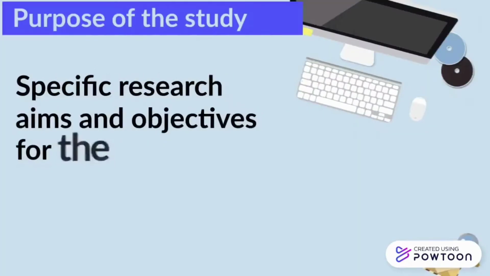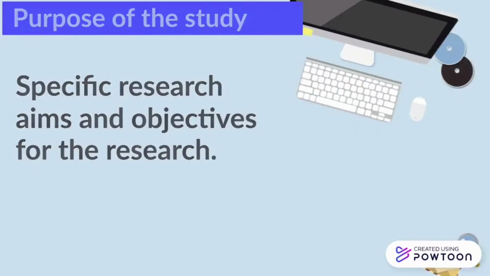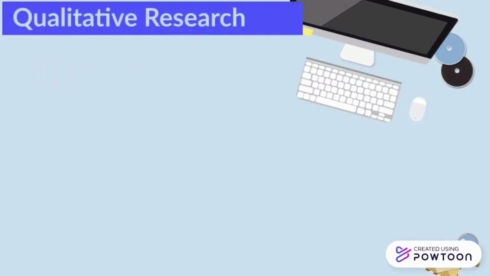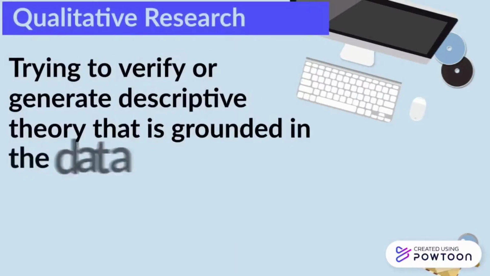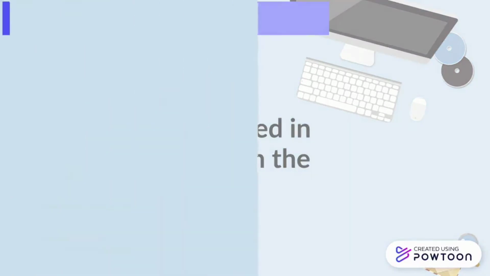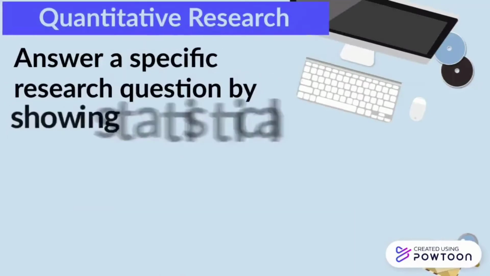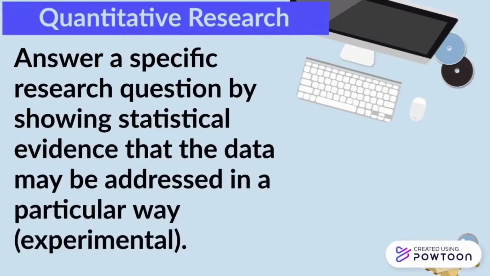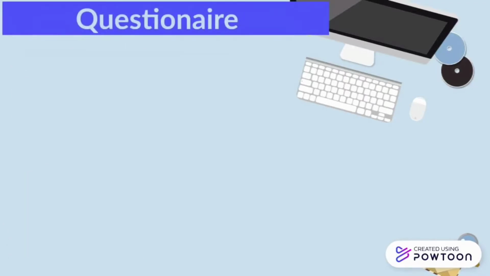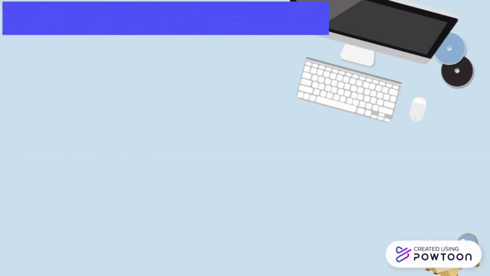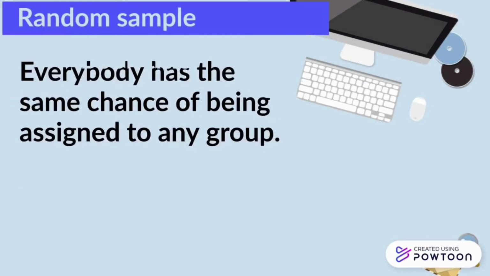Purpose of the study: specific research aims and objectives for the research. Random. By chance. Qualitative research. Trying to verify or generate descriptive theory that is grounded in the data gleaned from the investigation. Naturalistic. Quantitative research. Answer a specific research question by showing statistical evidence that the data may be addressed in a particular way. Experimental. Questionnaire. Structured sets of questions on specified subjects that are used to gather information. Random sample. Everybody has the same chance of being assigned to any group.